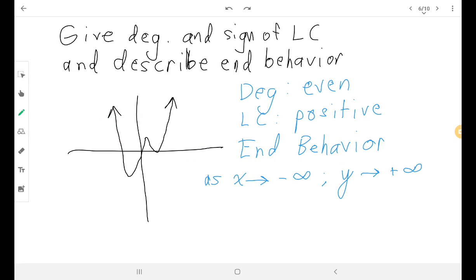Okay? So that's as we travel to negative infinity. And then the other end behavior question is as x goes to positive infinity. So then we're looking at this part over here. So what happens as we go farther and farther that way? Well, we go farther and farther up still. So in this one, as x goes to positive infinity, y also goes to positive infinity.